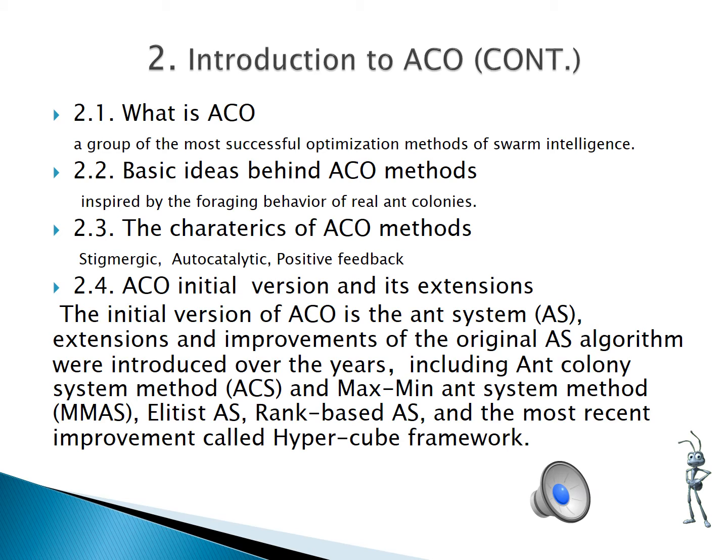What is ACO? Ant colony optimization methods are a group of the most successful optimization methods of swarm intelligence. The initial version of ACO is the ant system, known as AS, which was introduced by Dorigo in the early 1990s to resolve traveling salesperson problems. ACO was inspired by the foraging behaviors of real ant colonies when searching for food. Ants initially explore the area surrounding their nest in a random manner.